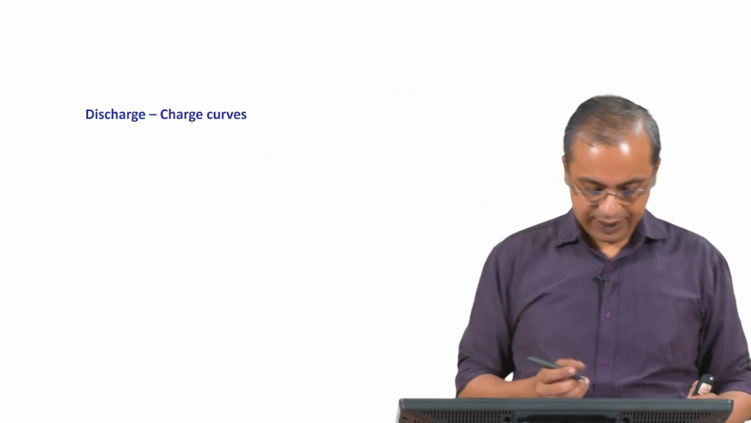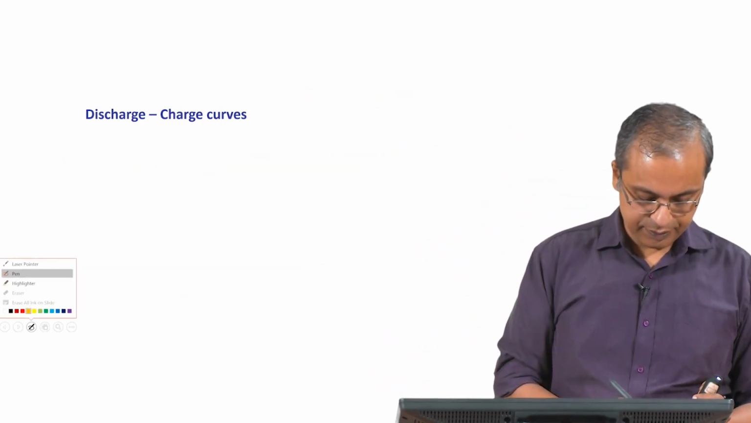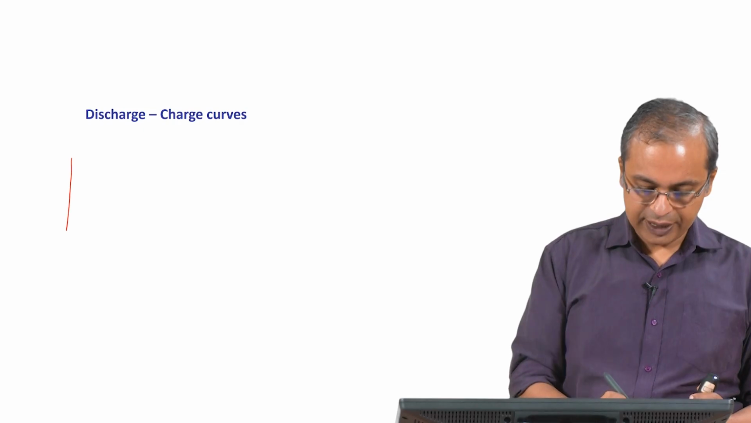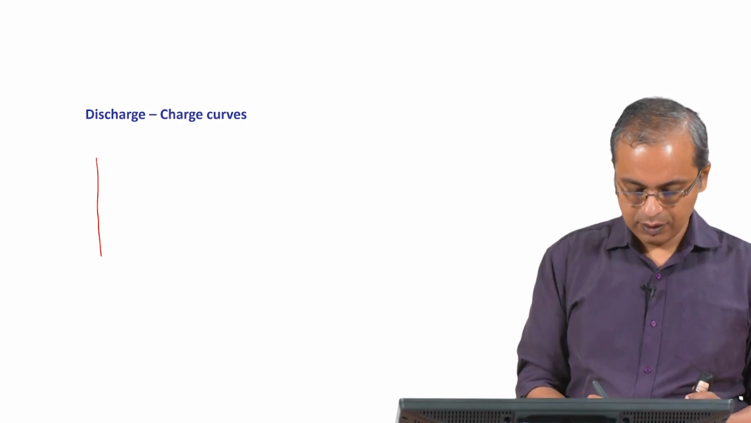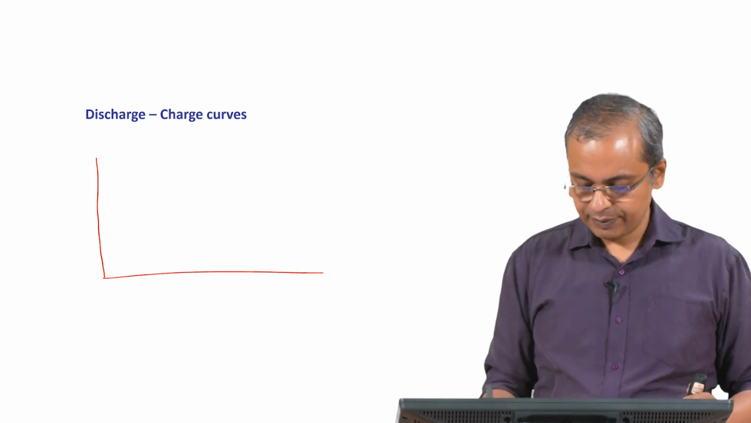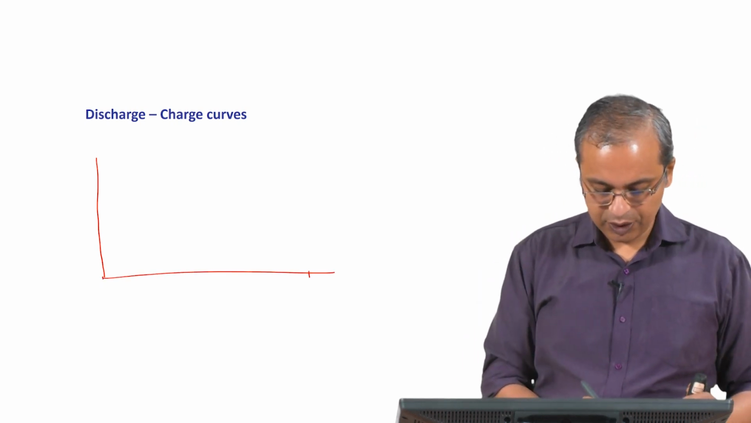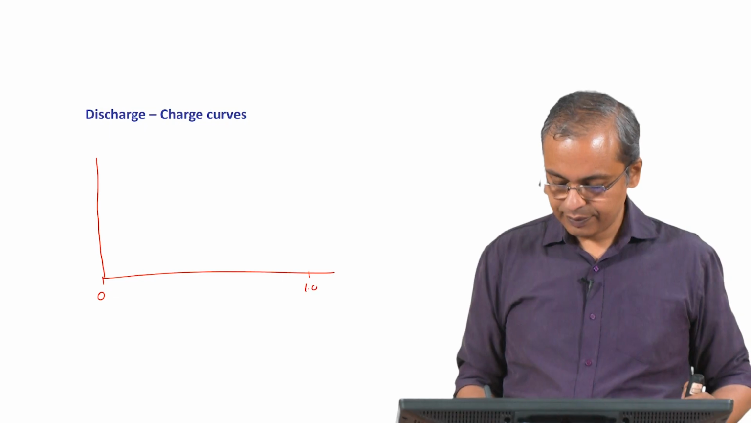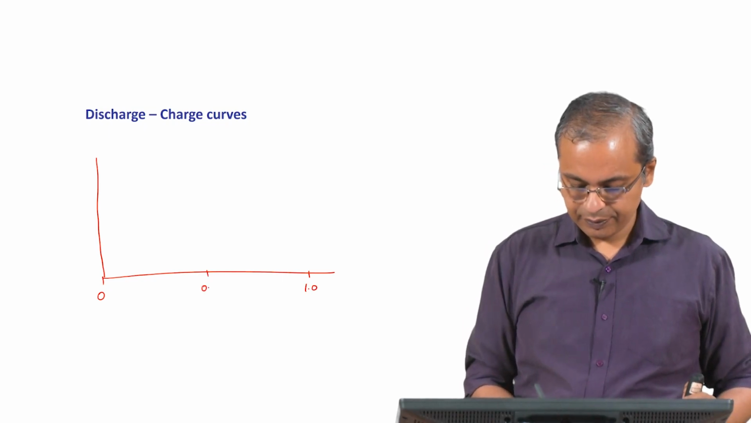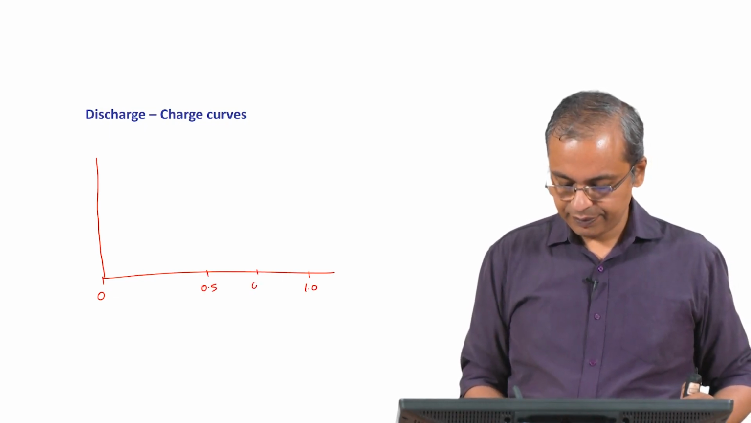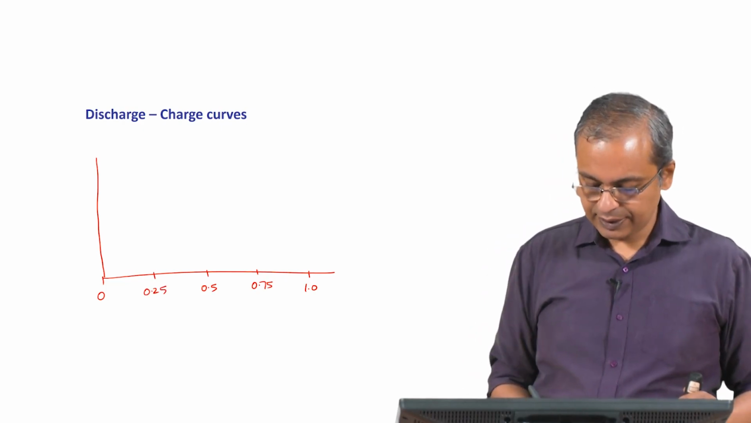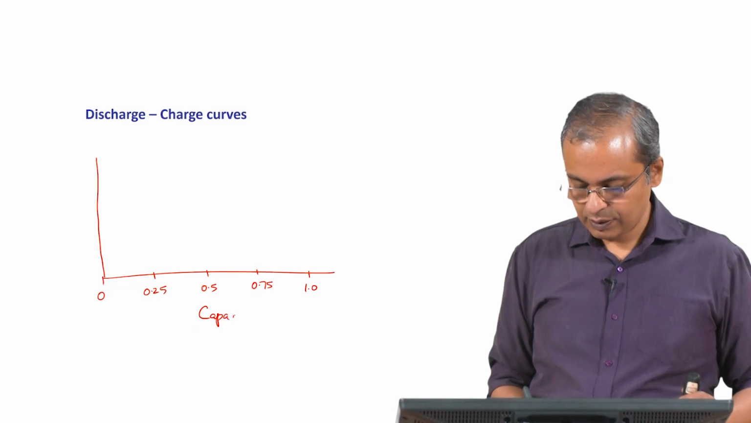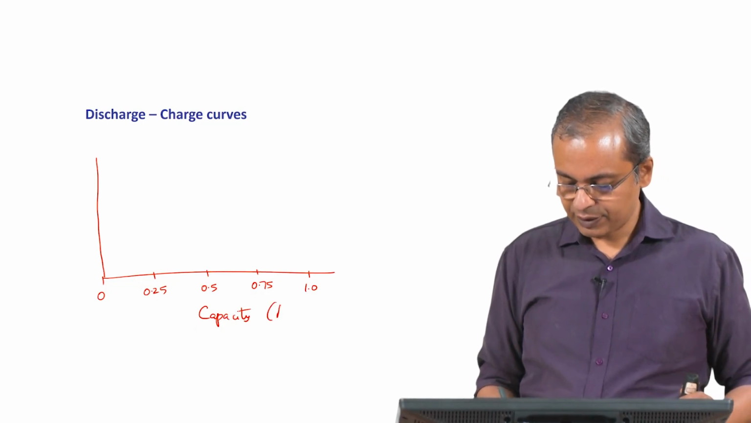So, for example, we can plot it like this. I will have voltage here again, and I will have capacity. So I have 1 ampere hour. So this is 0, this is 1, this is 0.5, 0.75, 0.25. So this is capacity, in ampere hours.